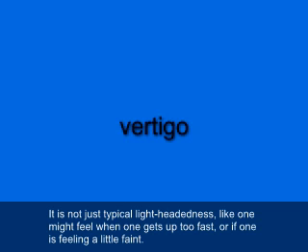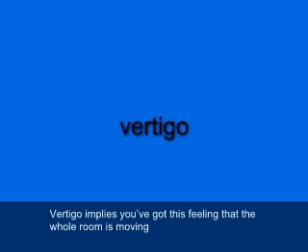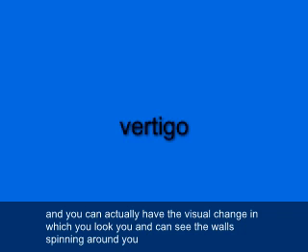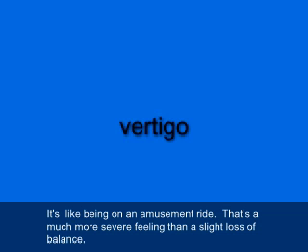It's not just typical lightheadedness, or like one might feel when one gets up too fast, or if one's feeling a little faint. Vertigo implies you've got this feeling as if the whole room is moving, and you can actually have the visual change in which you look and you see the walls spinning around you. It's really like being on an amusement ride. And so that's a much more severe feeling than just a slight loss of balance.